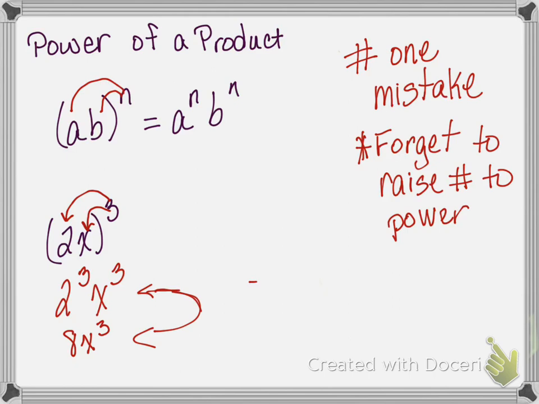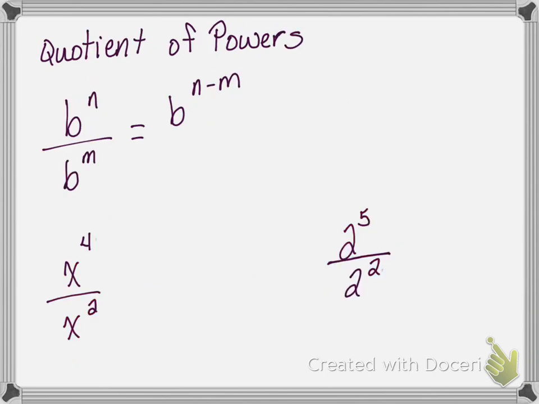Okay, let's go to the next one. Quotient of powers. A lot of times students can't remember real easily what the word quotient means. This is division. We are dividing in this situation. You don't have to have quotient memorized, but we usually remember that product is multiplication, sum is addition, difference is subtraction, and quotient is division. So for quotient of powers, we subtract.